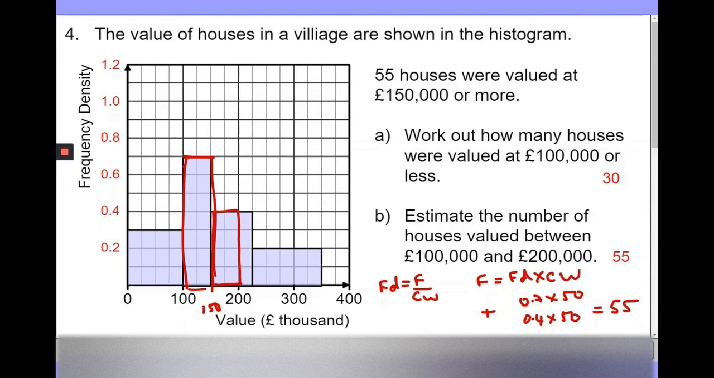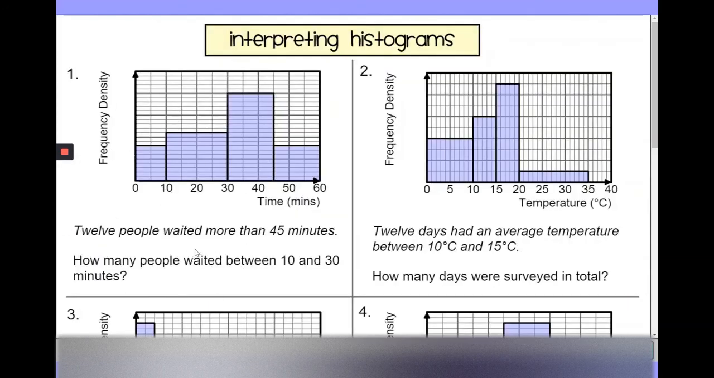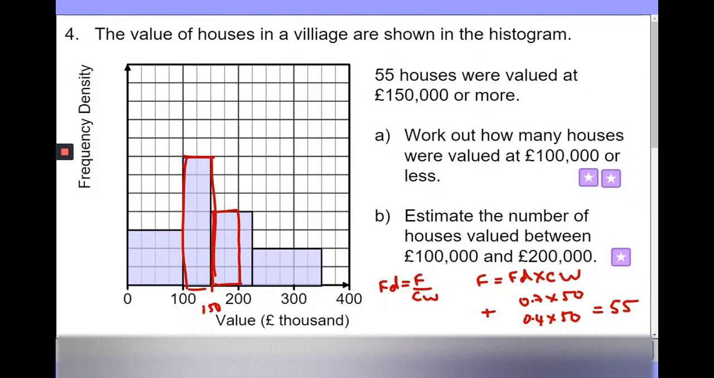Now on the worksheet, you should use the same strategies to work out the answers here. You're always using the formula of frequency density, and whenever you've been given part of a bar, you just have to work out the area and use x on your scales. I hope that's been useful for you guys.